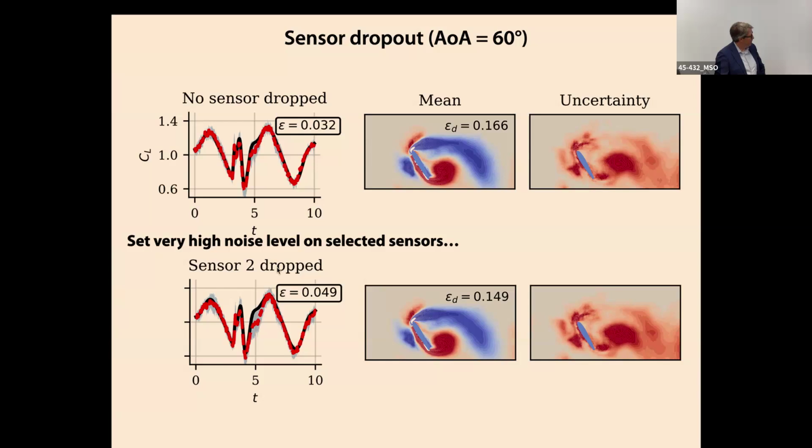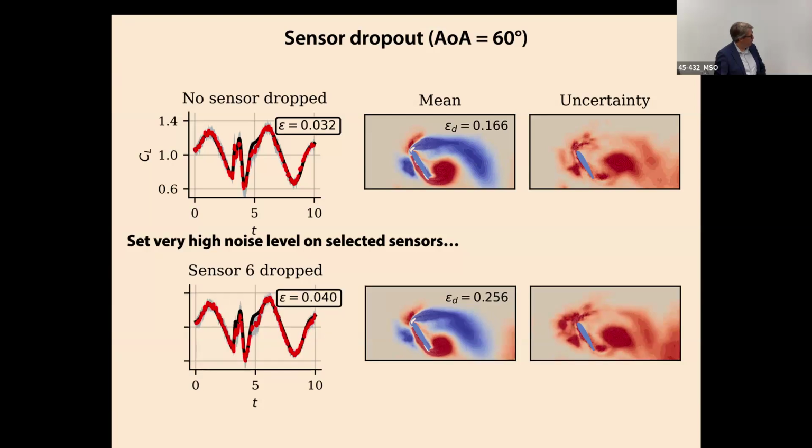So dropping sensor 2, right? Sensor 2 was near the trailing edge on the upper surface. We still do a pretty good job. Sensor 6 was a really important one, right at the leading edge, and we still do a pretty good job there. Okay, so we're still doing okay.